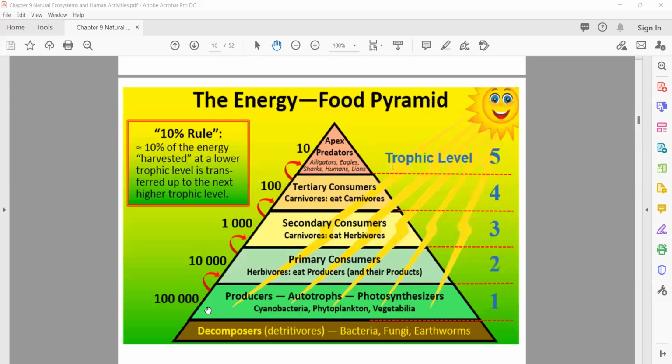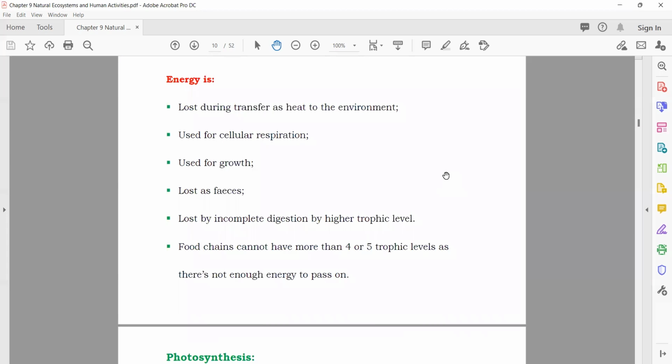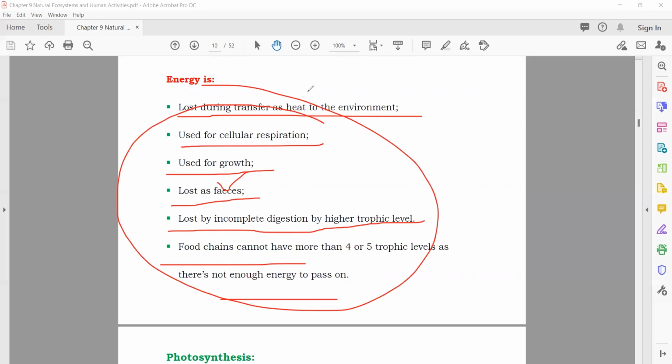Again, they have given the same thing here, how it's going, only 10%. This is the rule I told you: only 10%, and the other 90% is wasted. Now, where does that energy go? They are saying the energy is lost during the transfer as heat to the environment, used by cell respiration, used for growth, lost in waste from the animals, lost through incomplete digestion. This is where the energy goes, and which energy is used.